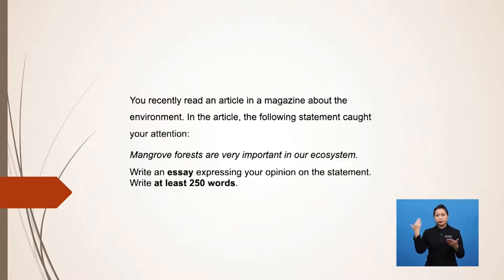You recently read an article in a magazine about the environment. In the article, the following statement caught your attention. Mangrove forests are very important in our ecosystem. Write an essay expressing your opinion on the statement. Write at least 250 words.